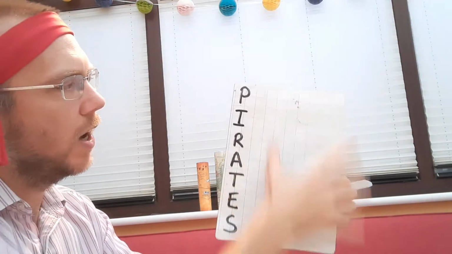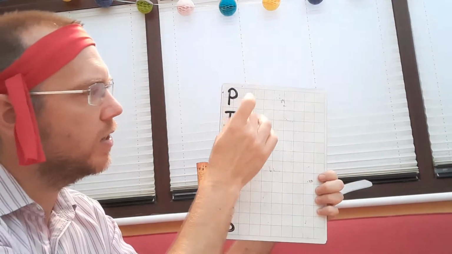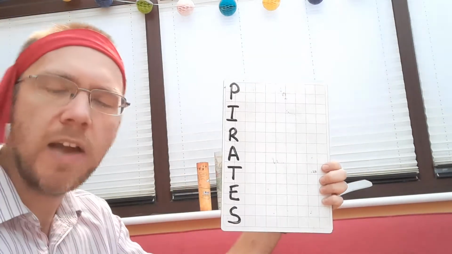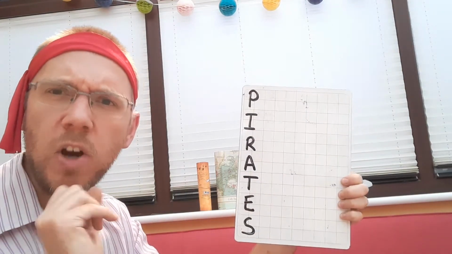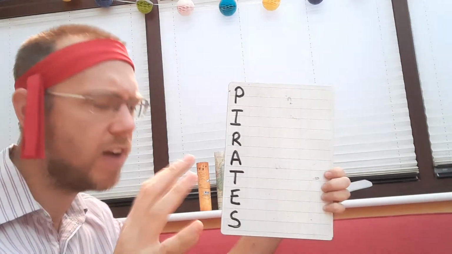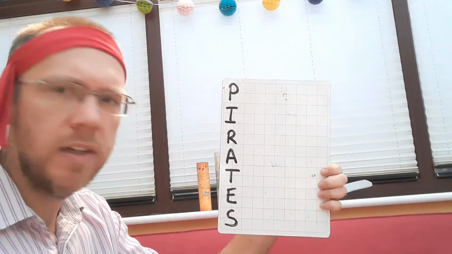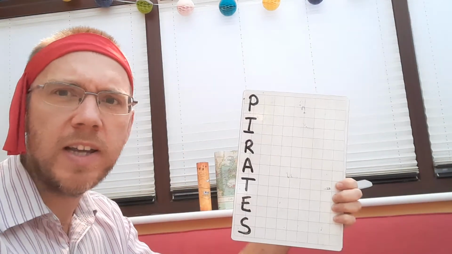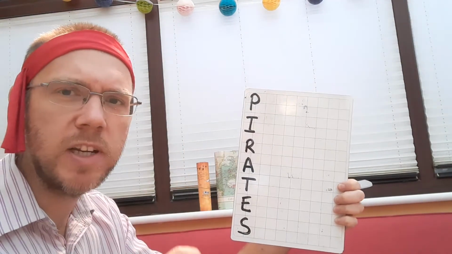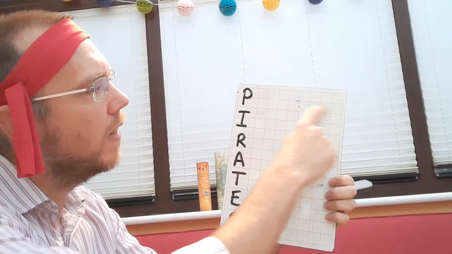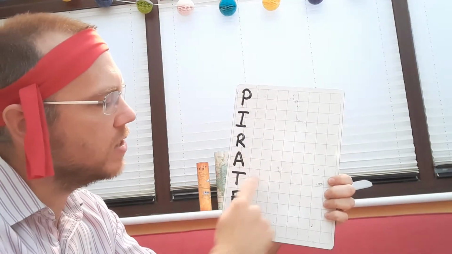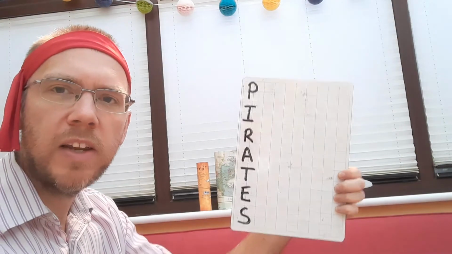Which means at the end of it you will have 1, 2, 3, 4, 5, 6, 7 sentences all about pirates, all themed to do with pirates, treasure, ships, sailing, battles on the high seas, eye patches, and they will all start with the letters of pirates.